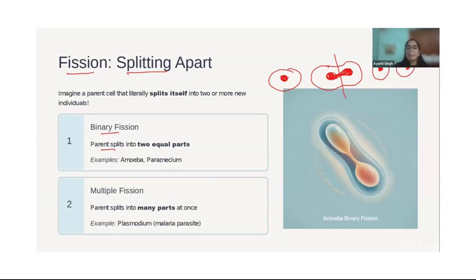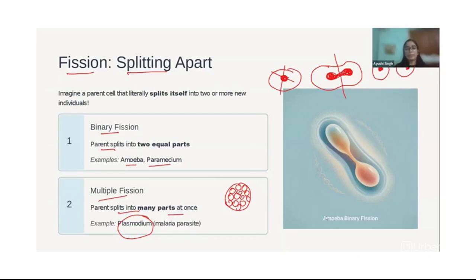Okay, so examples are amoeba and paramecium. Then multiple fission. So here the parent splits into many parts. So they can split into a lot of parts at once. And the example is plasmodium. So plasmodium cells split like this, forming a lot of other plasmodiums. Okay, so that we'll discuss in depth later.